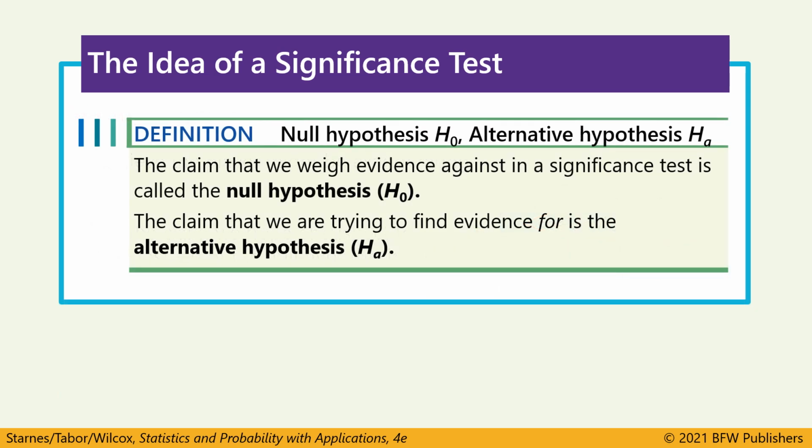So to recap, the null hypothesis we're looking for evidence against, this will always be an equal sign, or it'll have some kind of mathematical statement that includes a statement of equality. The alternative hypothesis is the one that we're trying to find evidence for, and this will never be an equal sign. So it can be a less than, a greater than, or a not equal to.